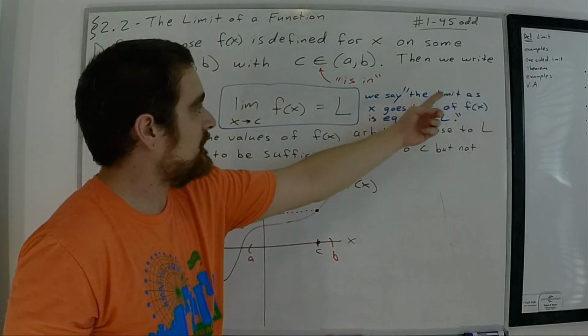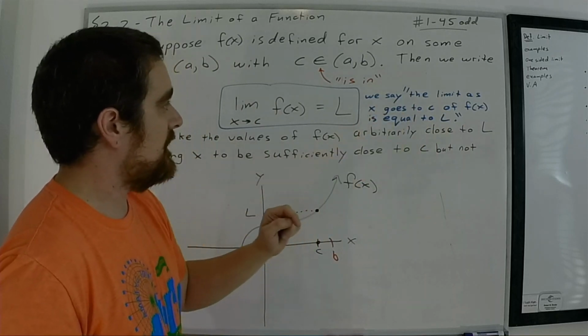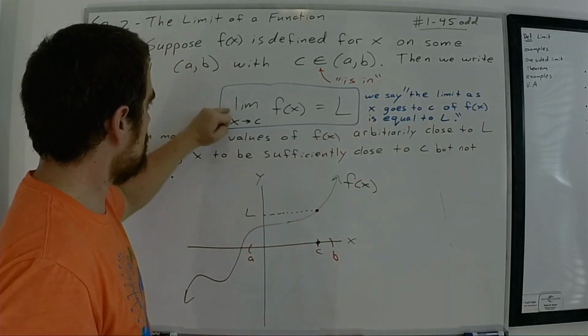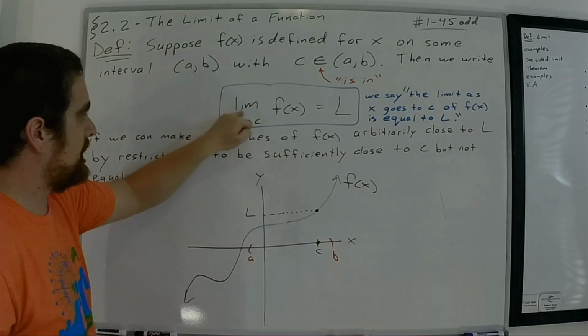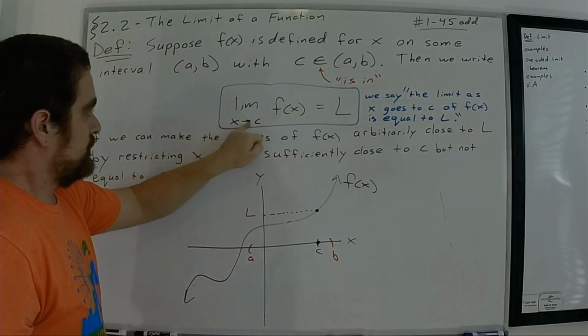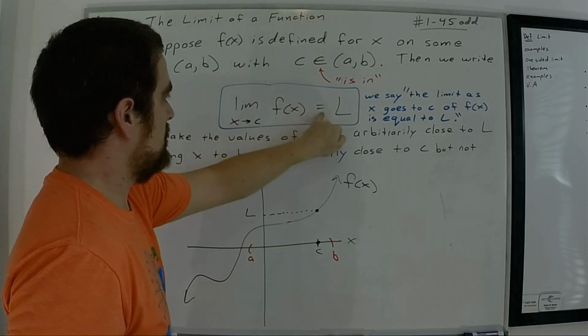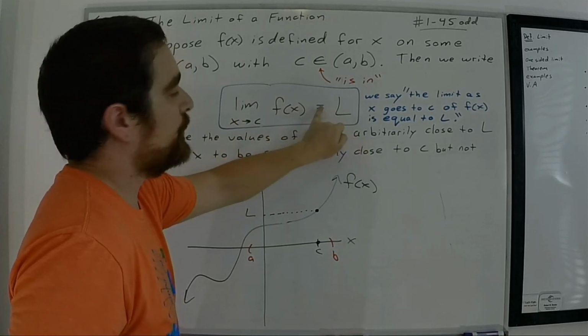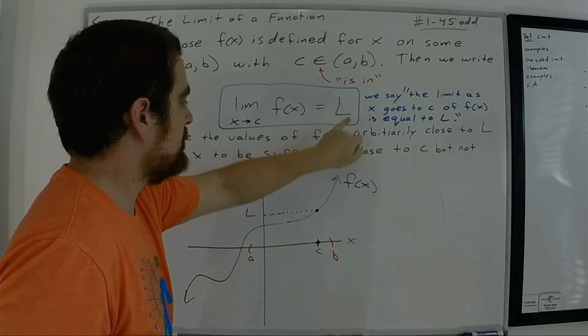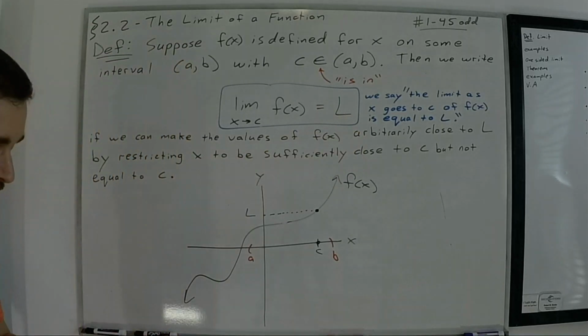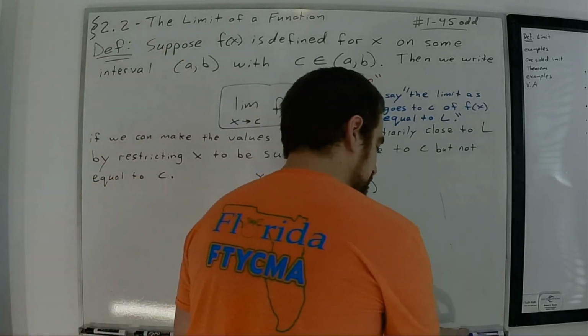So we say the limit as x goes to c of f of x is equal to L. The limit, which is this shorthand lim, as x goes to c of f of x, this thing that we're talking about, is equal to L. You could just say is L. Obviously we can get a little bit shorter with some of the things we say, but we don't want to get carried away with being too short.